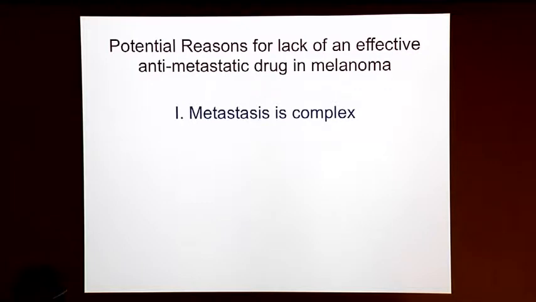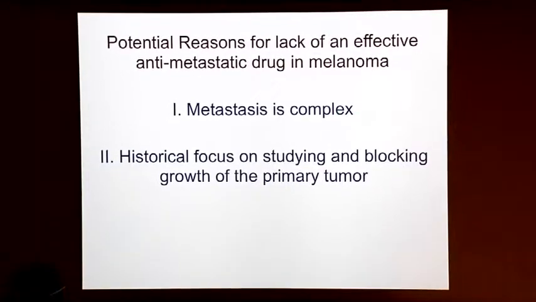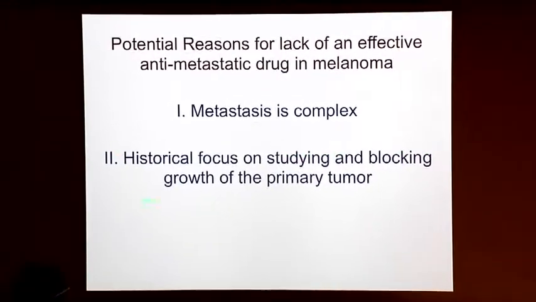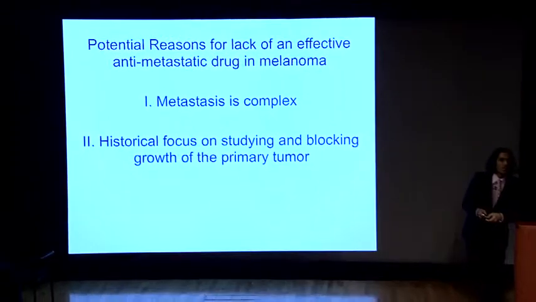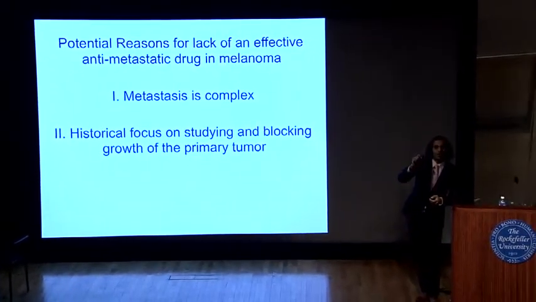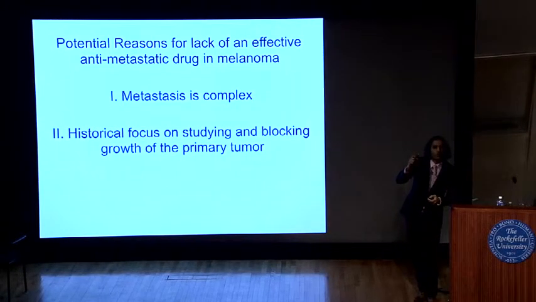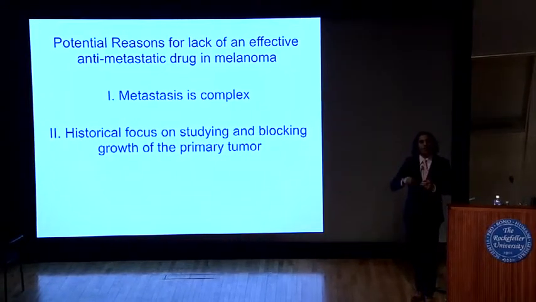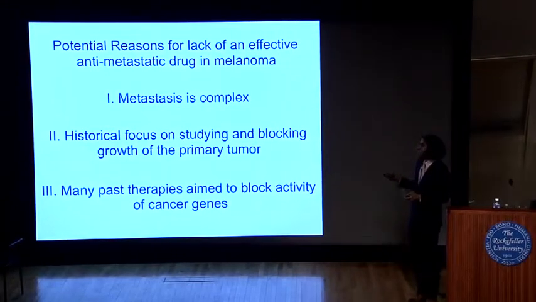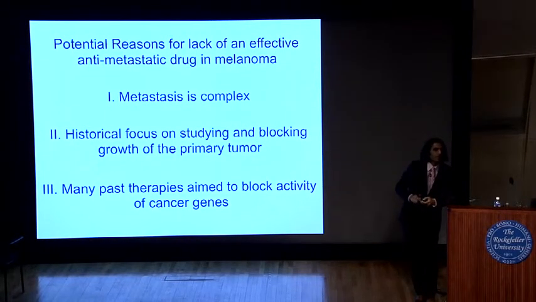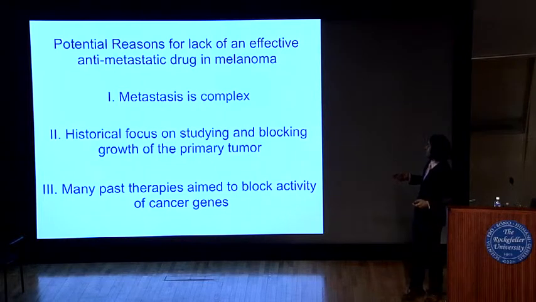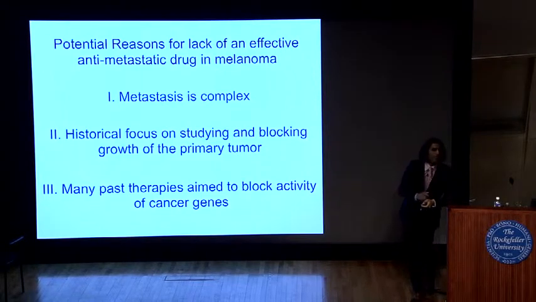So why don't we have an effective therapy against metastatic melanoma? Metastasis is complex. That's one problem. There's been a historical focus on studying and blocking the growth of the primary tumor. As scientists over the last 50 years, a lot of science has been done to study how that primary tumor in the breast, for example, grows and how the cells divide, and very little has been done to study the process of metastasis. How do the cells spread from one site to the other? That's important because, as I said, that's what kills the individuals. Many past and current therapies block the activity of single cancer genes.